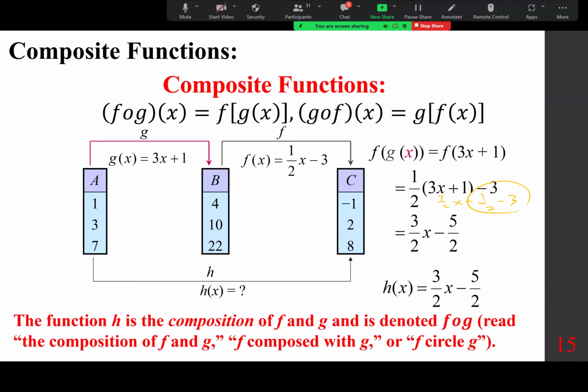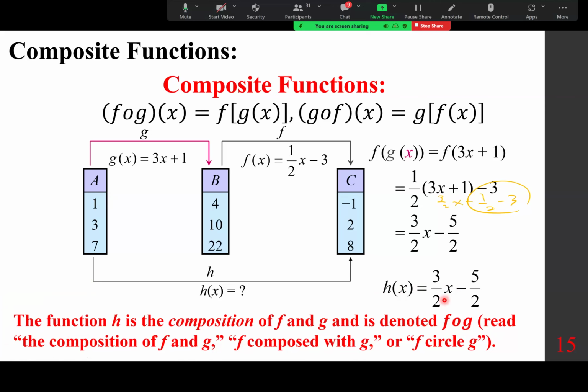The function is the composition of f and g and is denoted by f∘g, read the composition of f and g, f composed with g, or f circle g. Now, here's what I want you to notice. I want you to look at this function.